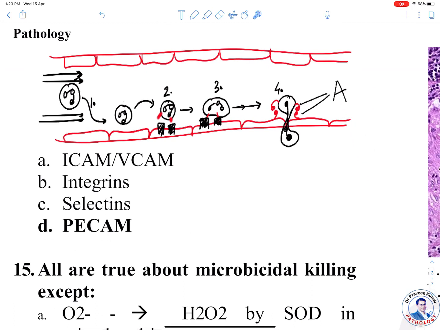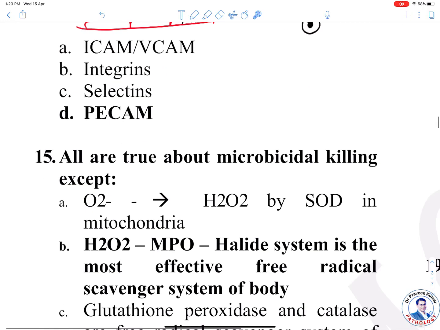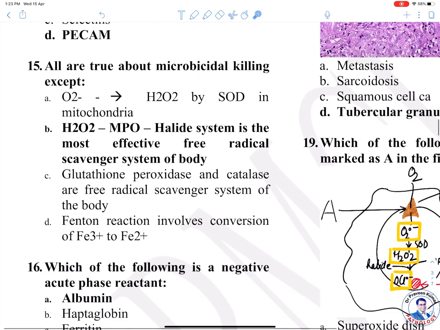Question 14. This is a step showing you this is the transmigration. The answer therefore should be PCAM molecule. Question 15. This question was discussed by me also by the example of, I hope you remember, the New York in the spring.